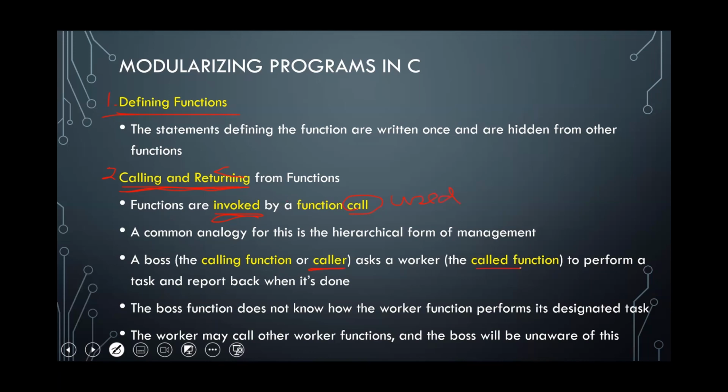It's the function call, okay? So you're asked by the caller, the called function does something, and then you report back when it's done. Either you report back it went fine, or you report back, hey, we had an issue. So the boss function does not know how the worker performs. Boss function doesn't care how the worker performs. It says, go do something. So the function just goes and does it and reports back. Either I have a report and you wanted an answer, or it returns successfully, okay?